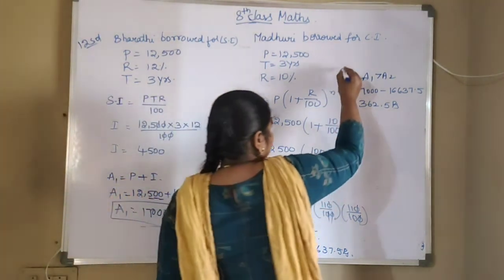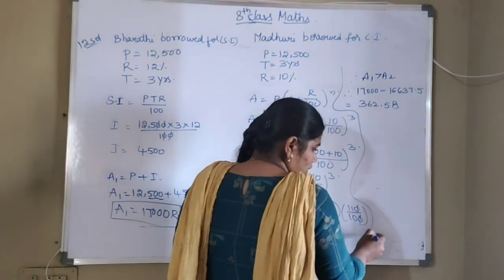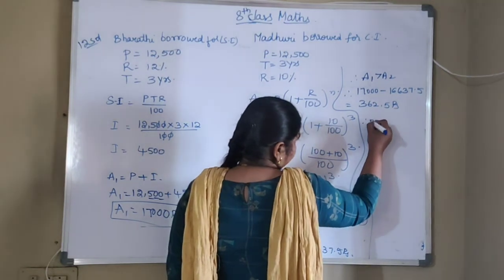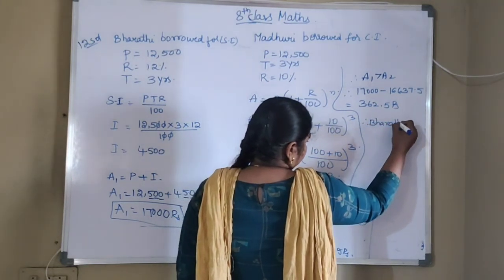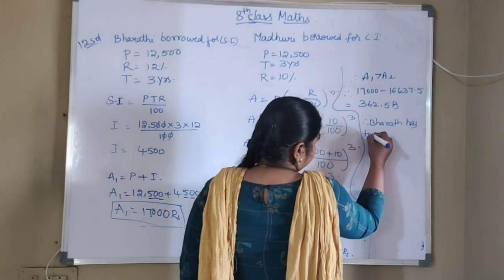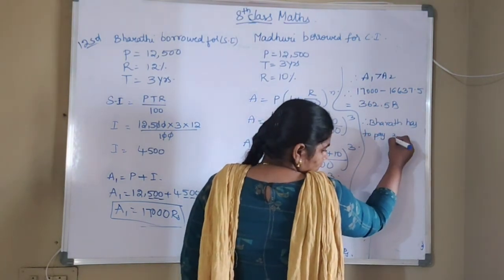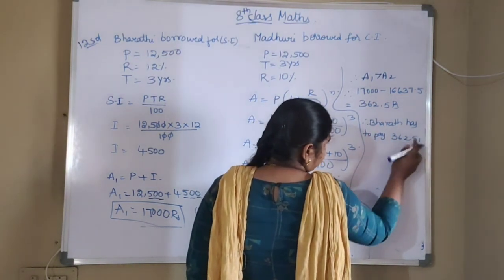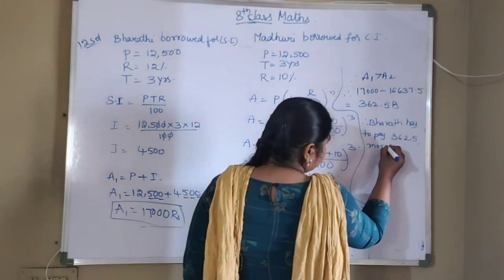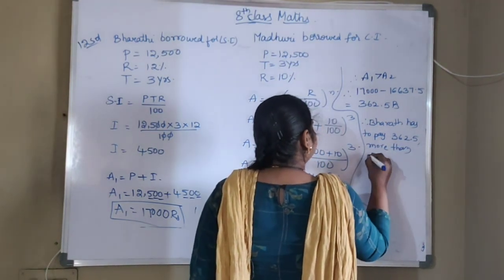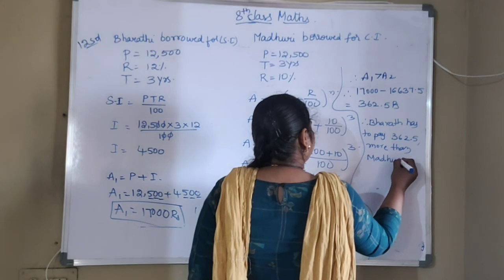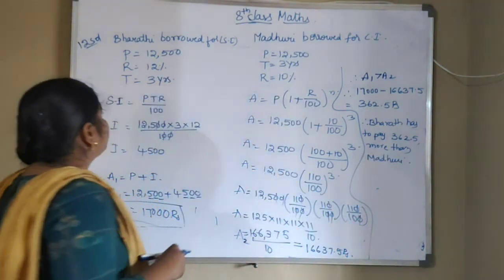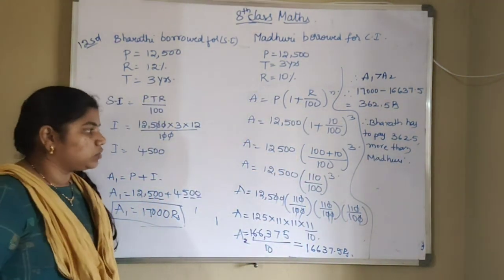So here, write the conclusion. Therefore, Bharti has to pay 362.5 more than Madhuri. So this is our 12th solution.